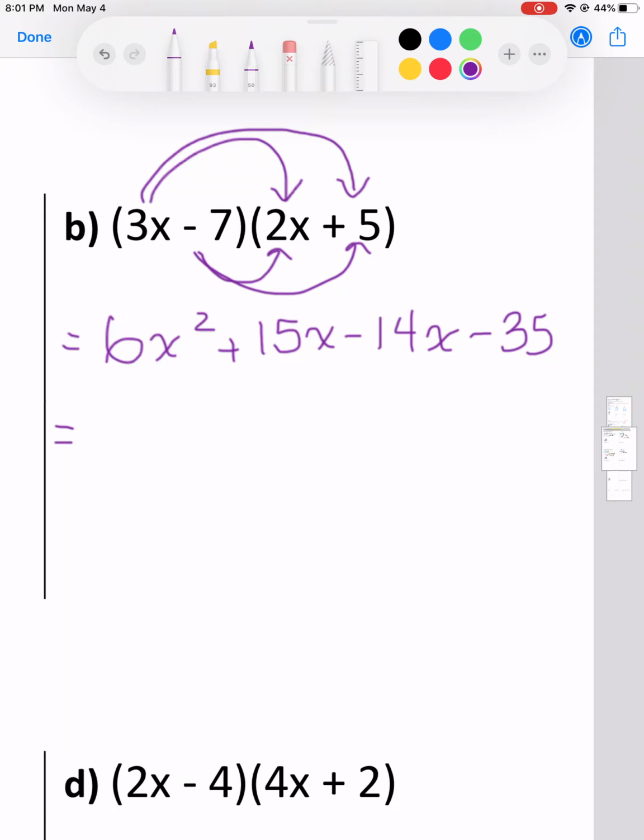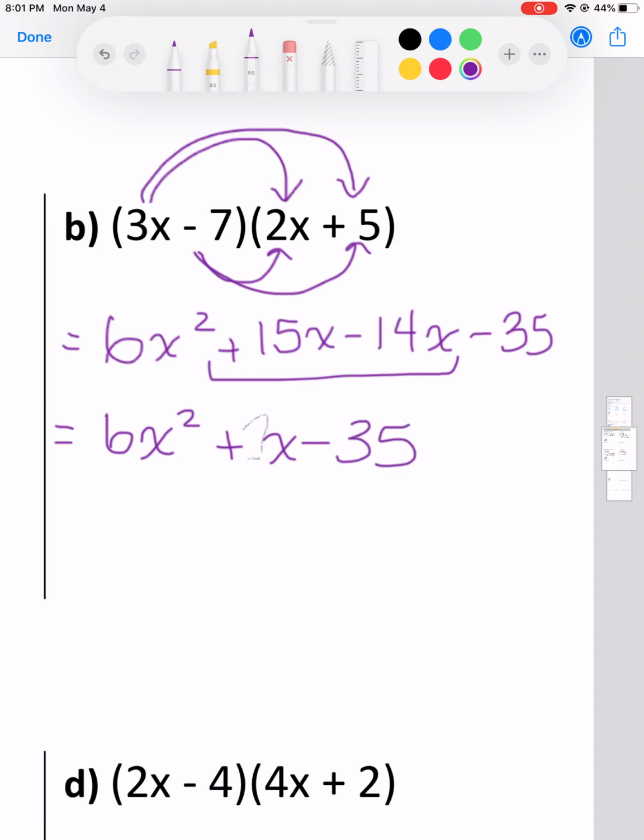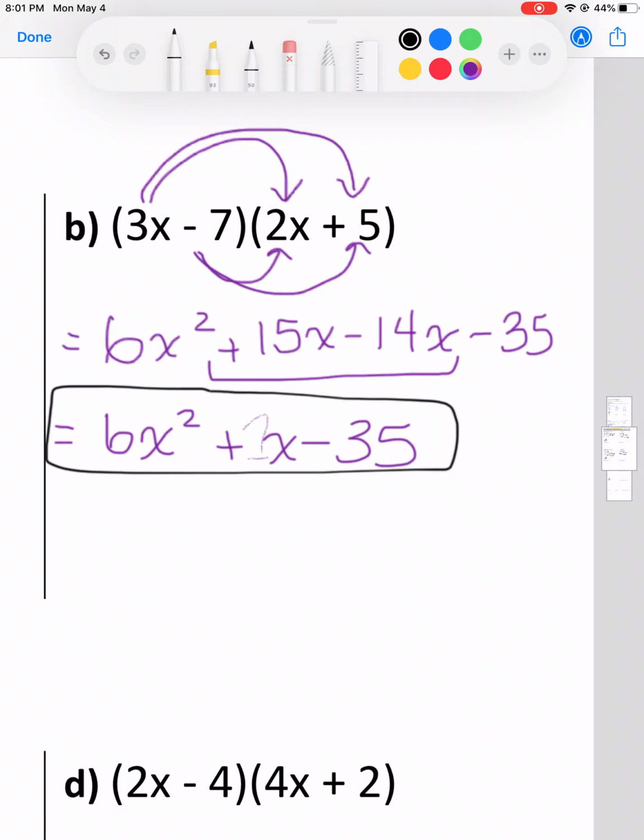Okay. Let's collect like terms. Like terms are right here. 6x squared. Positive 15 minus 14 is just 1x. Minus 35. If you guys put the 1 there, that's absolutely fine. Besides that, that is your final answer.